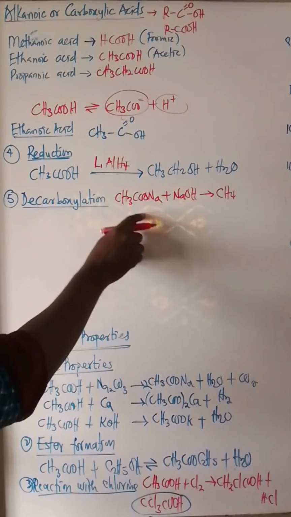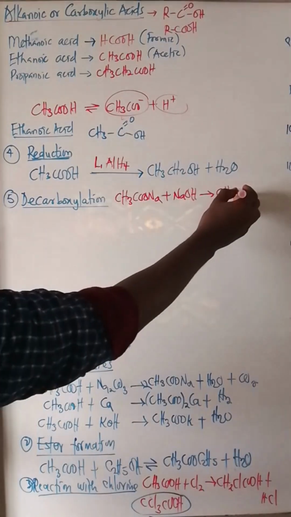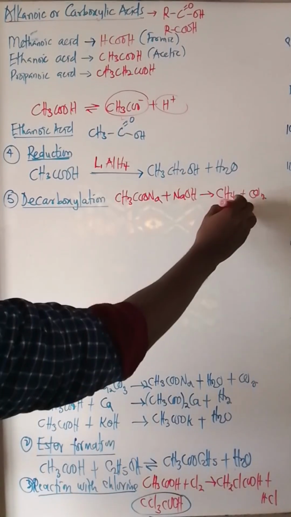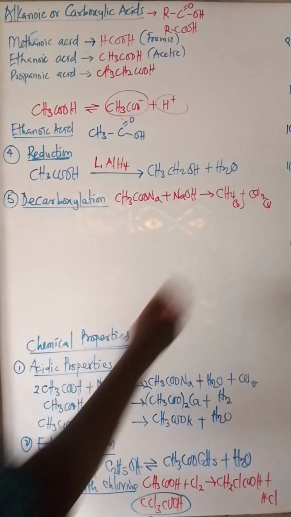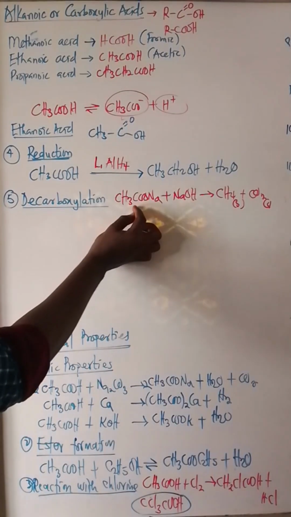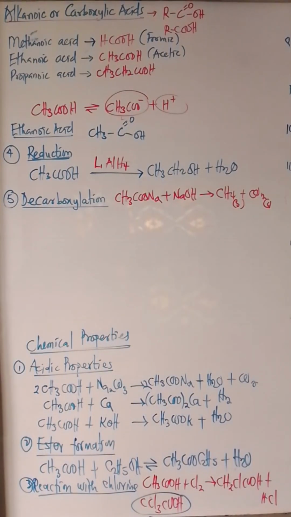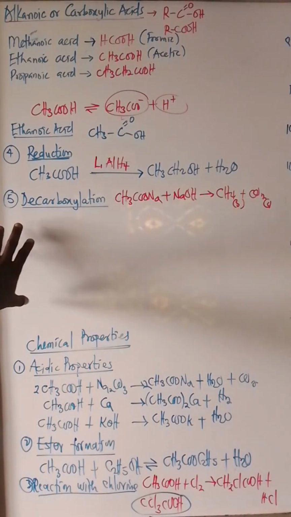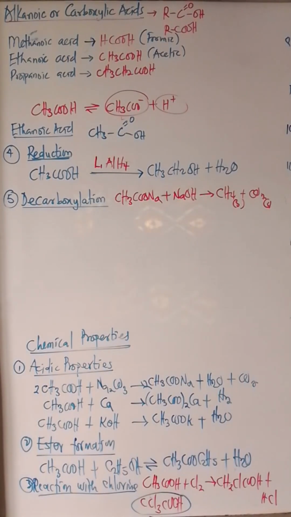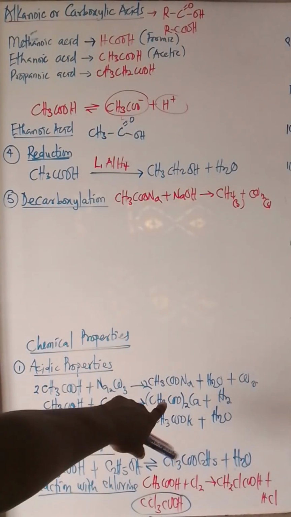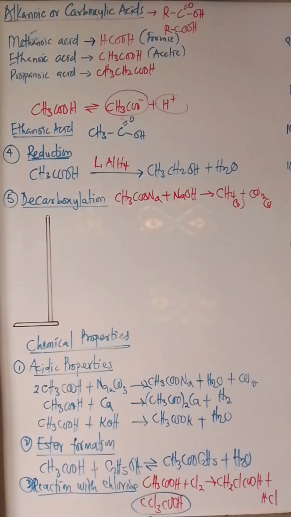Therefore, we are going to have sodium oxide, and also CO2 is going to be involved. So 2 gases will be formed in this case. At the end of the day, we will not have the carboxylic group at all. That's what we call decarboxylation. To serve as a revision, let me quickly draw the setup for the preparation of methane from sodium ethanoate salt.